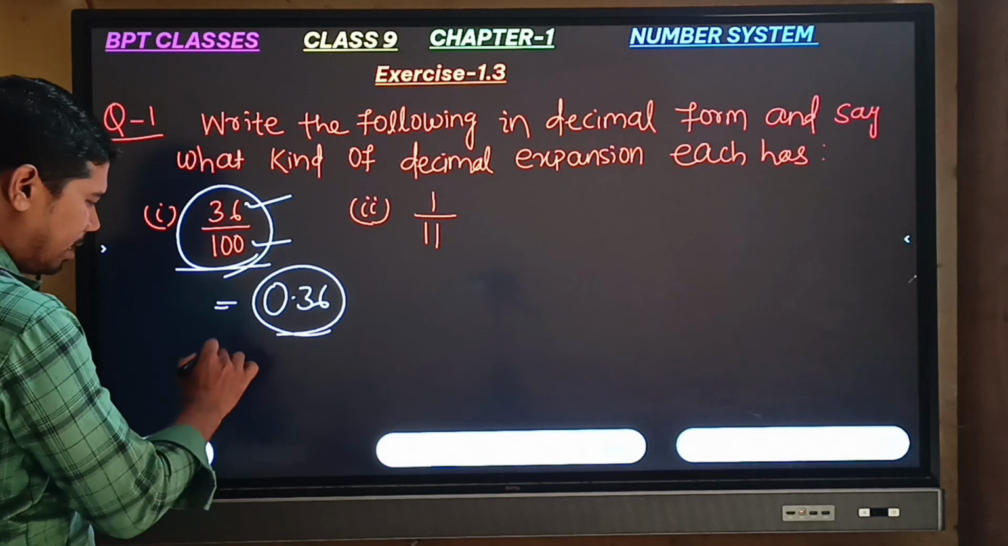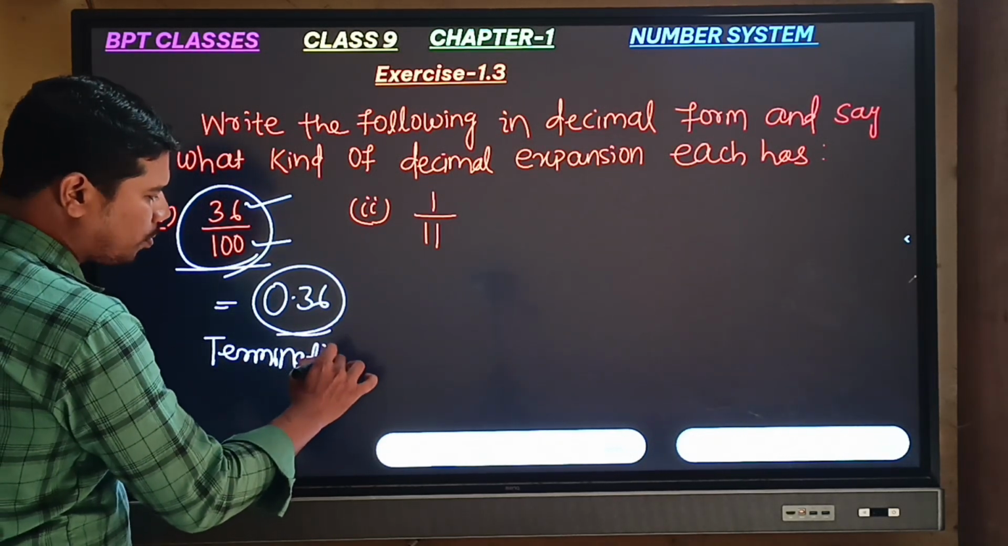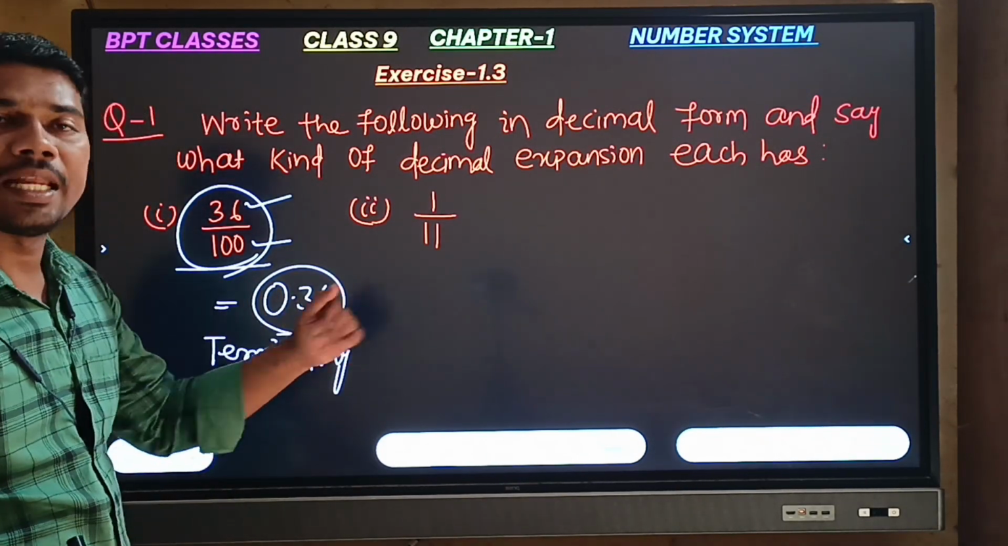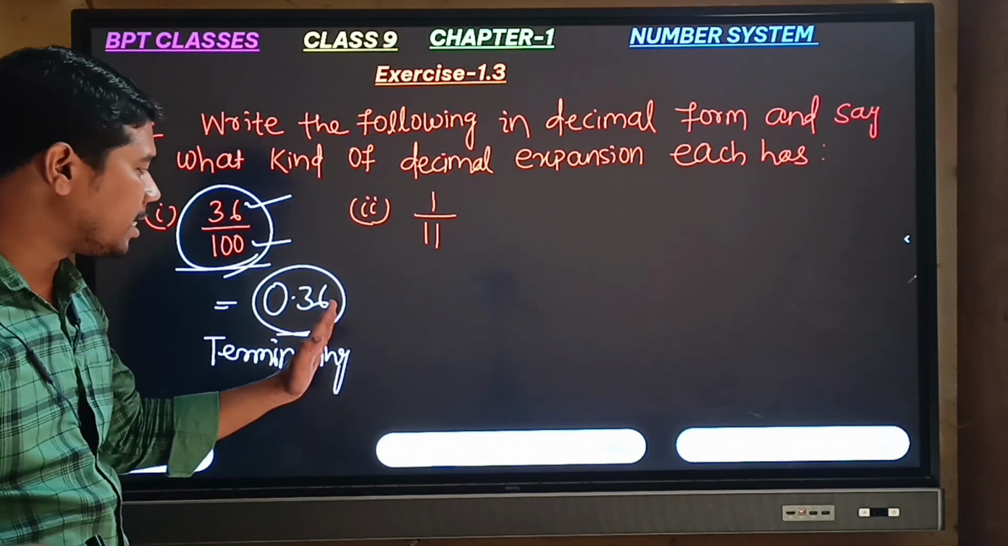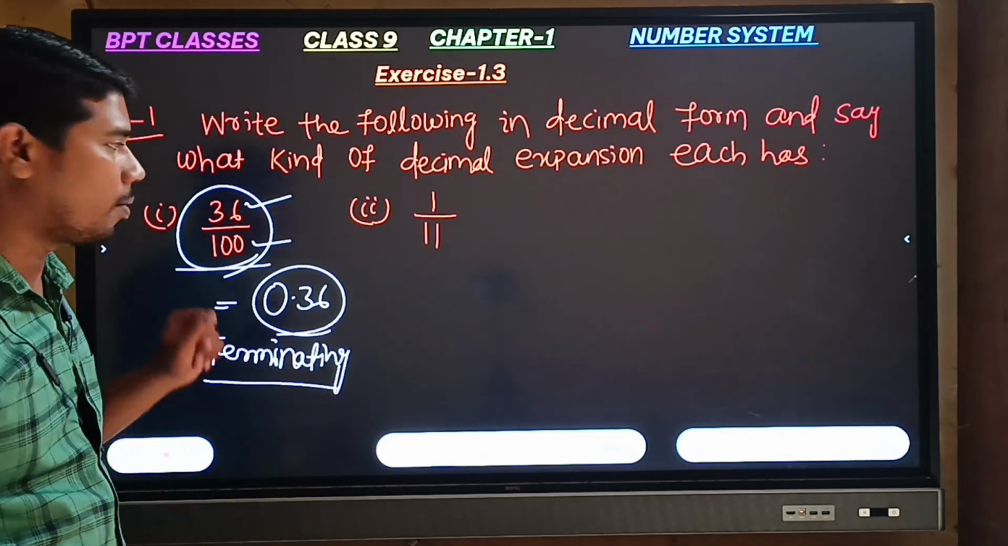So that is terminating. Why is it said to be terminating? Because there is no repeating value. It finishes there, so it is known as a terminating decimal. Which decimal is this? Terminating.